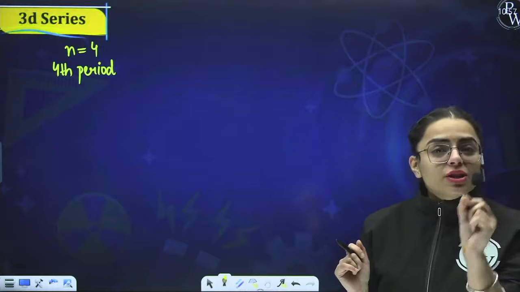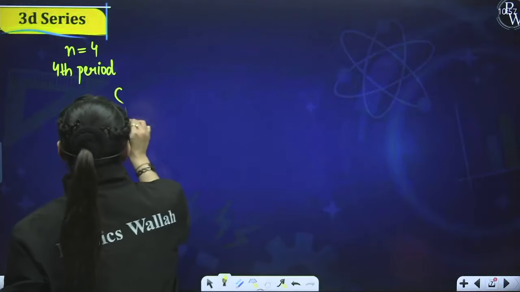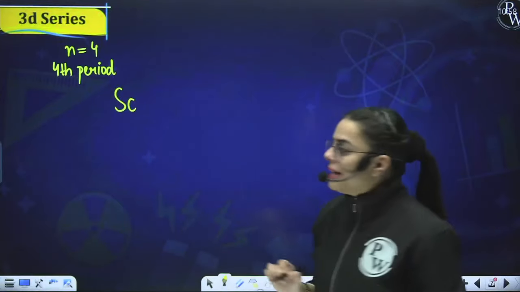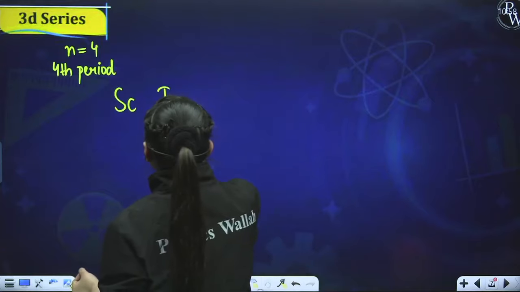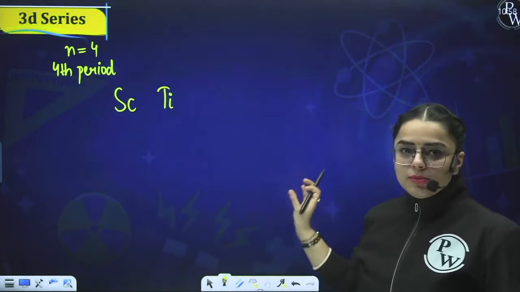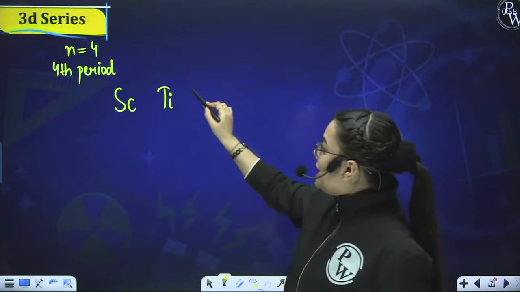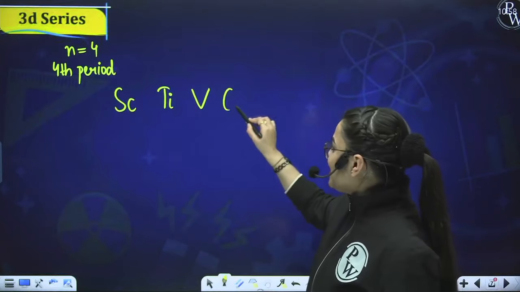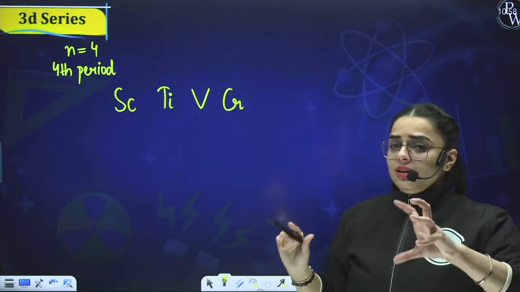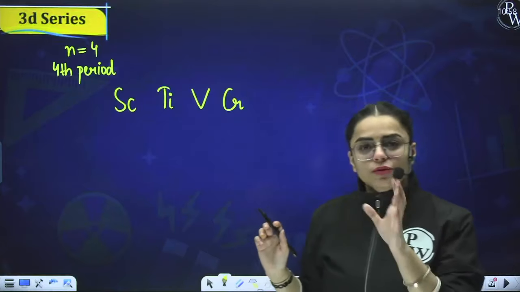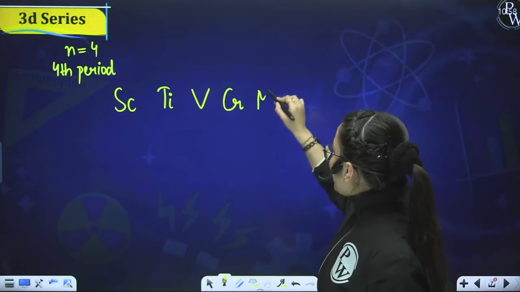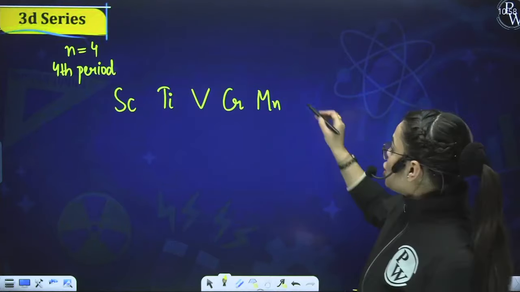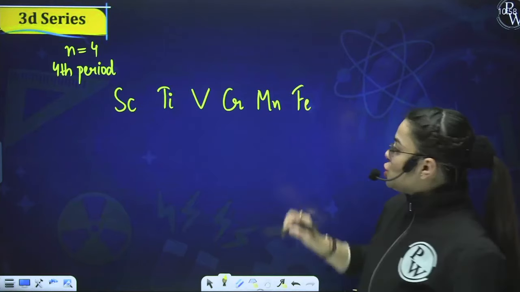The very first element, the 21st element, is scandium, represented by capital S, small c. After that comes titanium, capital T, small i. Just give some gap between these elements so that you can write further. Now comes vanadium, capital V. Then chromium, capital C, small r. Don't get tense, I will tell you how to remember them. First of all, just write it down. Then comes manganese, capital M, small n. Is it clear? Then comes iron, capital F, small e.